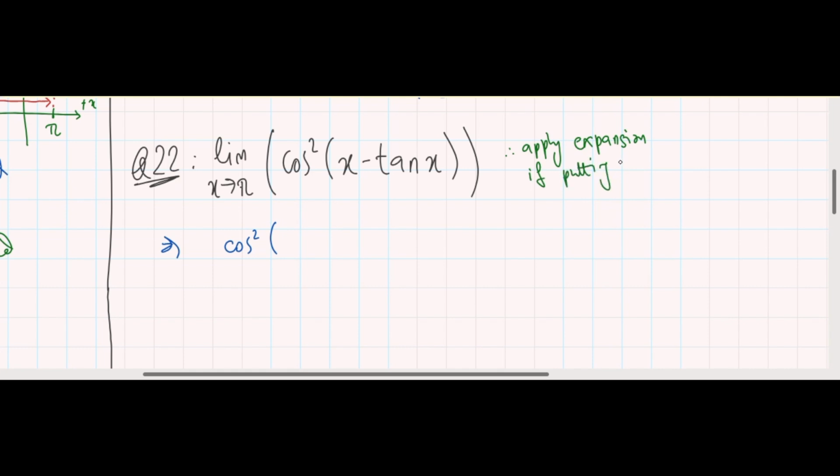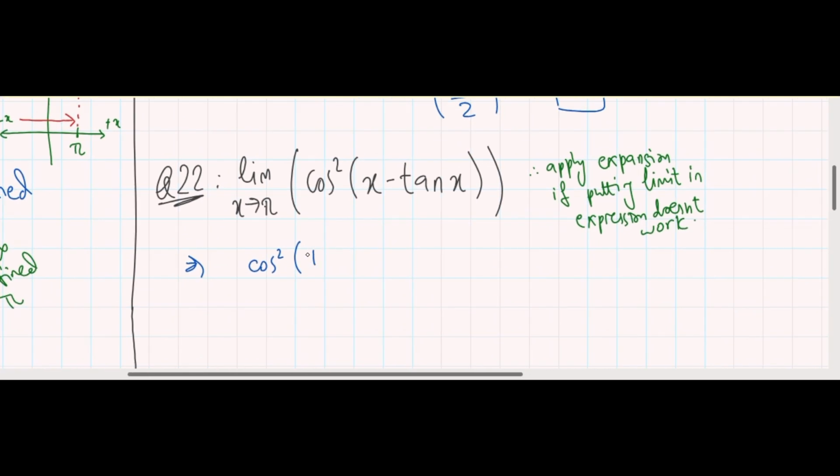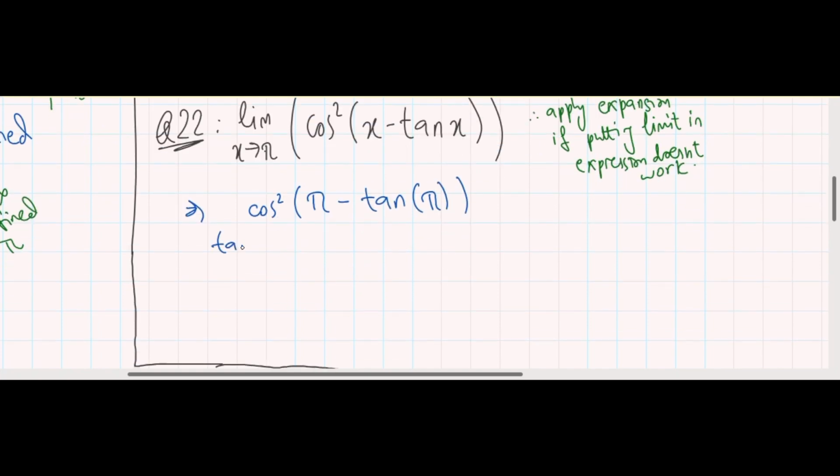This is a pretty simple question, but I'm just writing a note here that if you can't solve it on the first go, you have to put in the expansion for cosine, the cosine expansion formula. Everybody knows that. You just have to put the expansion formula and then solve using some other identities if the expression does not work if you put in the limit. But if you put in the limit here, the expression actually works.